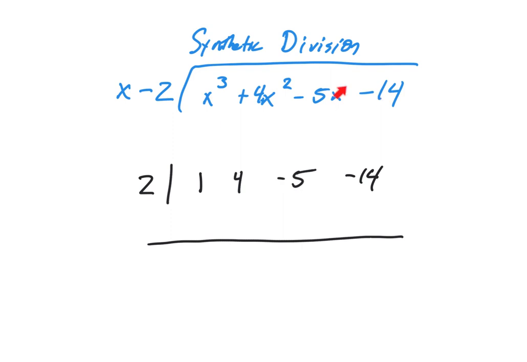If I were missing one, let's say I was missing this one, I would actually have to put a 0 down here for it. You don't want to forget any of them. But anyways, we take that first item and all we do is bring it down. That's where we start. We start with the 1.